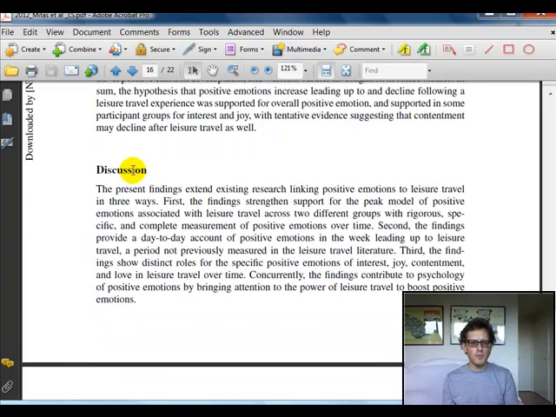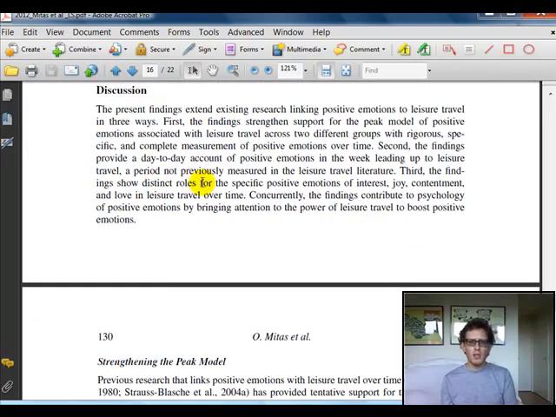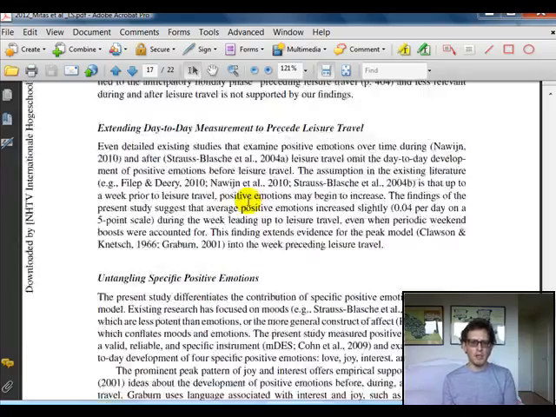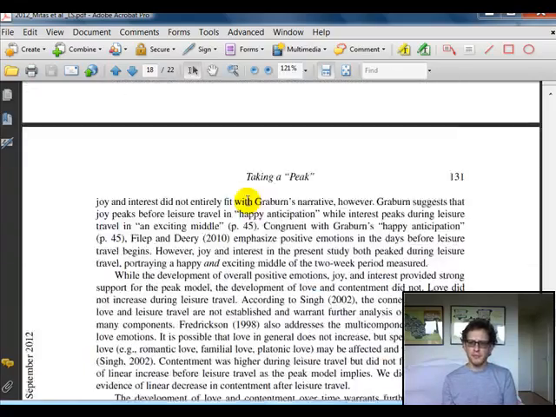Okay, then the first part of the conclusion, called the discussion, again has the purpose to say, you know how something was missing from previous knowledge? Well, I found it. So here I specifically talk about 3 ways that my findings extend research linking positive emotions to leisure travel. And I have 3 subsections for those.